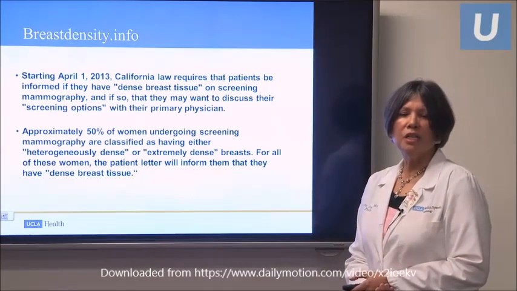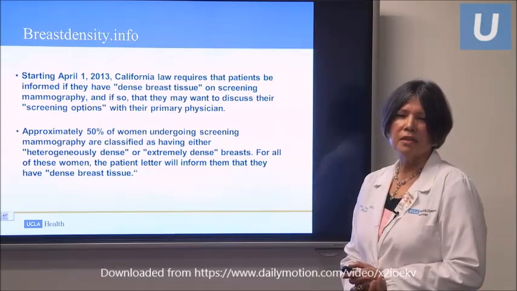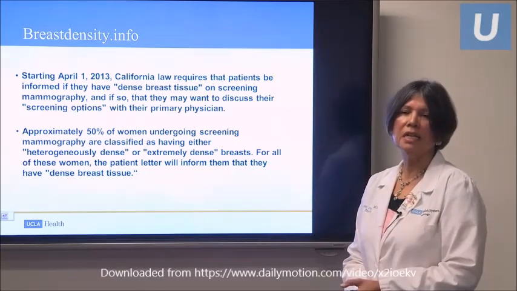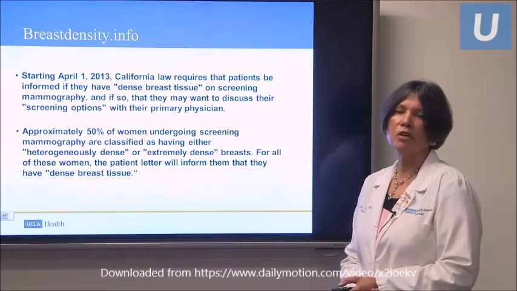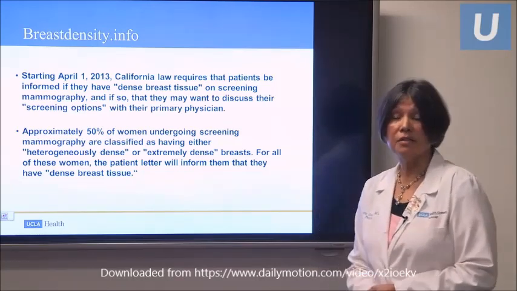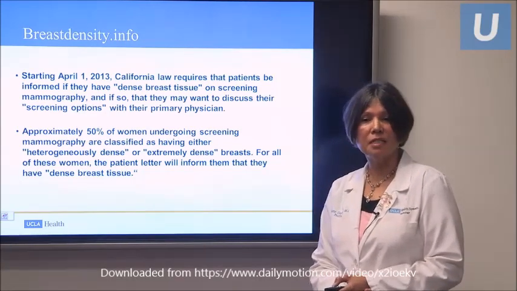So we wanted to let you know that for all these women, this letter will indicate, and from that, the law requires that you can talk with your doctor to see if there's any additional imaging that needs to be done.